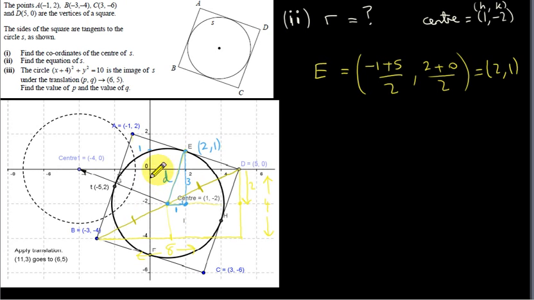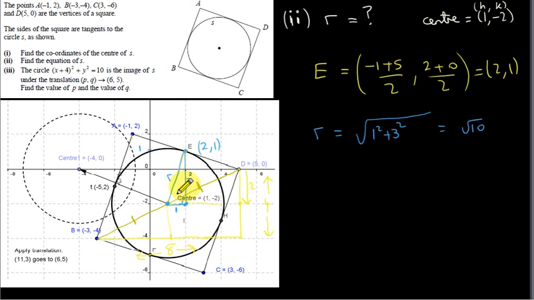So the distance between the two points, I'll call it D, actually I'll call it R, because it's the radius of the circle. We have that R is the square root of the sum of the squares of the two short sides. So that's root 1 plus 9, or root 10.